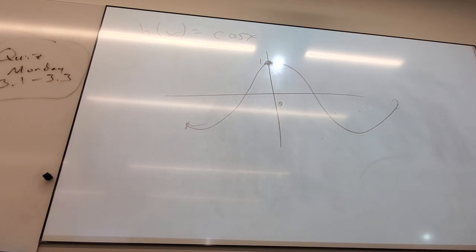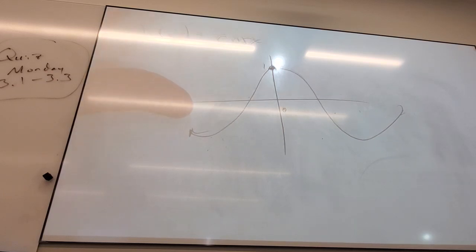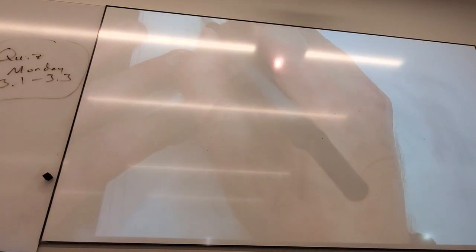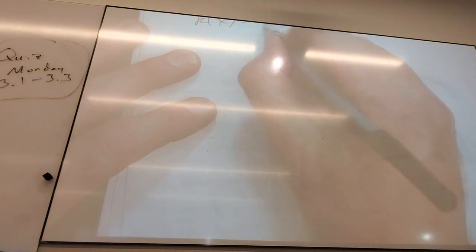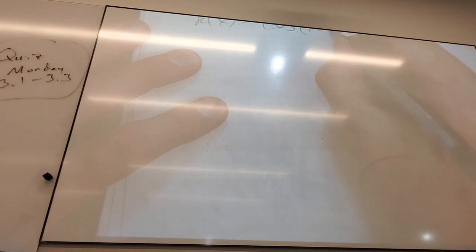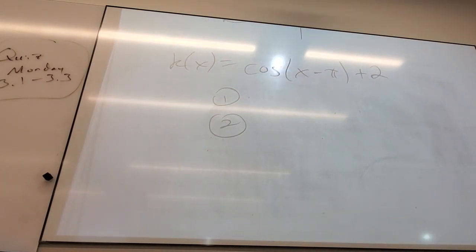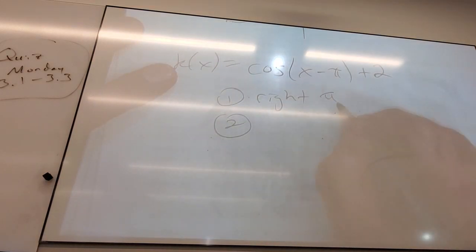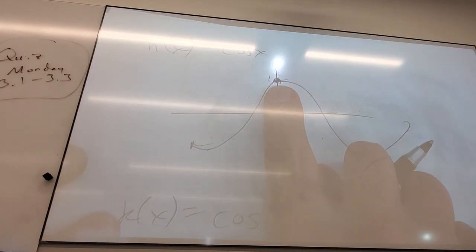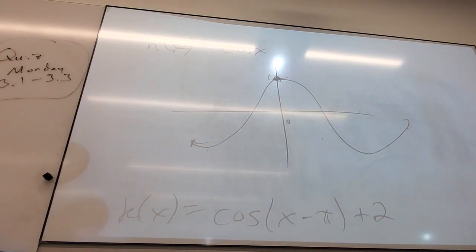So if I give you a cosine function that's been shifted, you start with this and then you move it around. So let's talk about some more stuff. For example, real quick, if my function was cosine of x minus pi plus 2. Can you list the shifts? How would this move? Right pi and up 2. So I just take every point right pi, up 2. You guys semi with me?